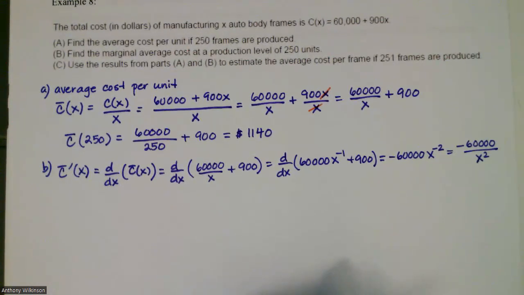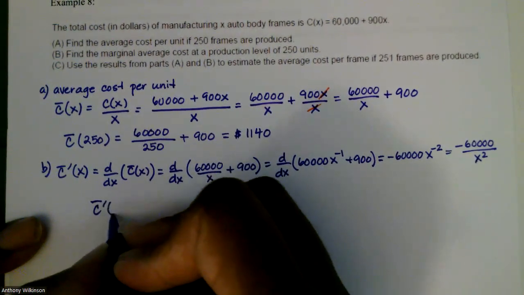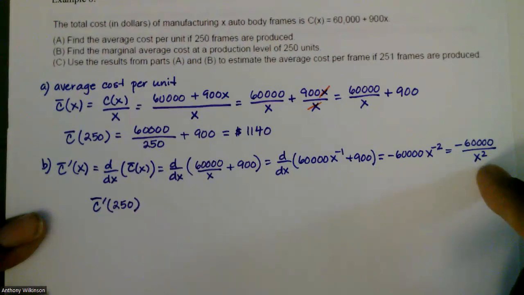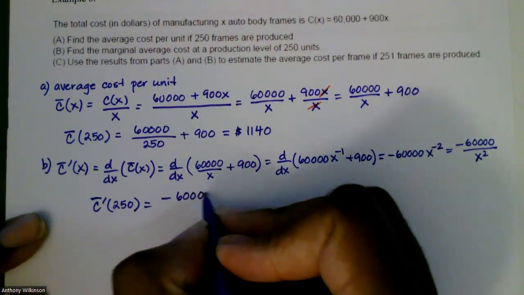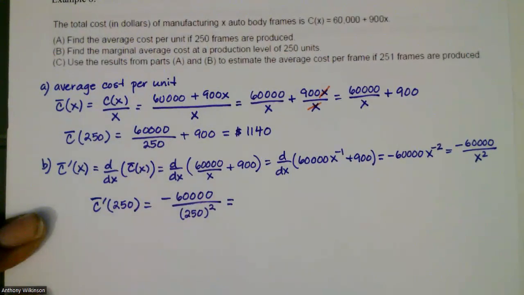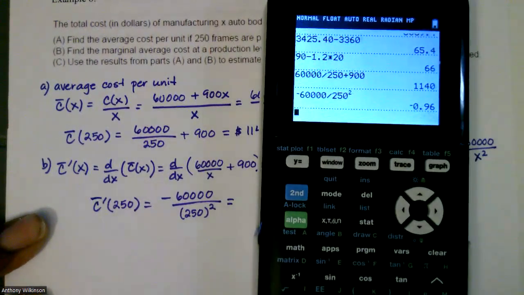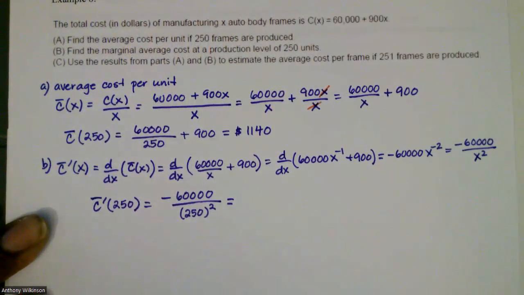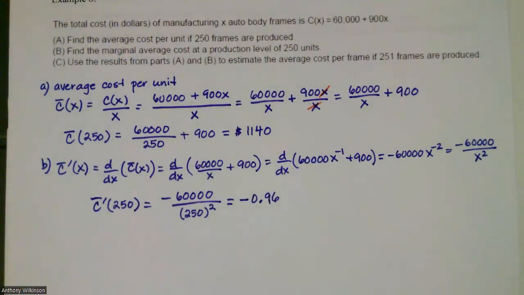Now, for 250 units, your X will be 250, so C bar prime of 250, we use this and just substitute your X for 250. So it would be negative 60,000 divided by 250 squared, which will be negative 0.96. So the marginal average cost at a production level of 250 units would be negative 96 cents.